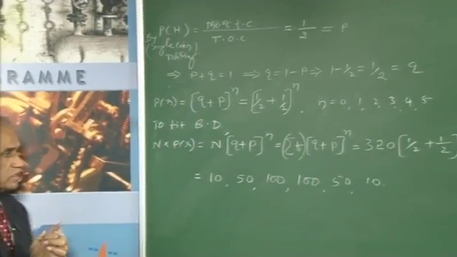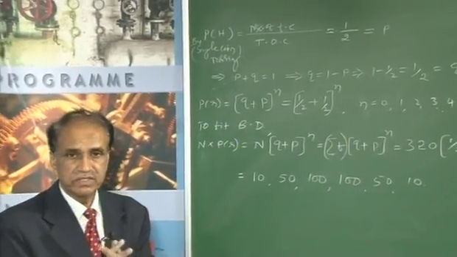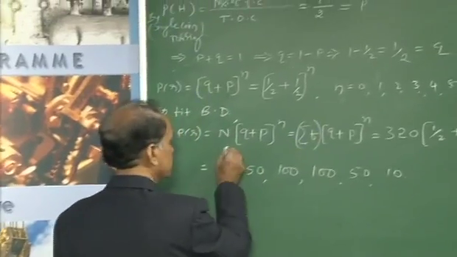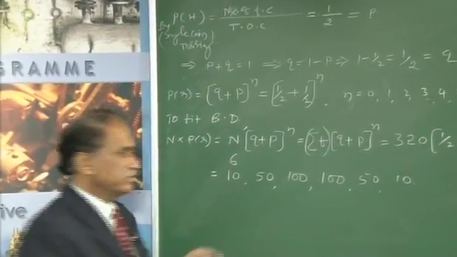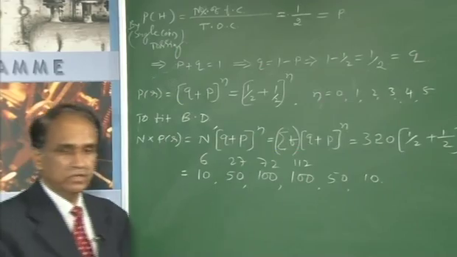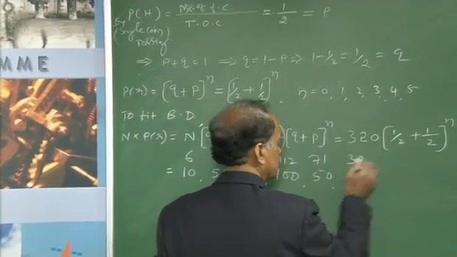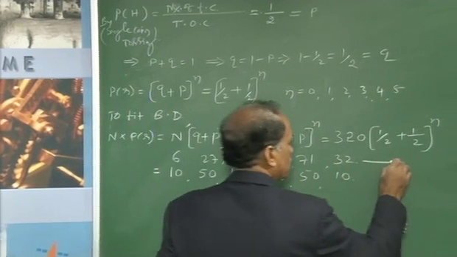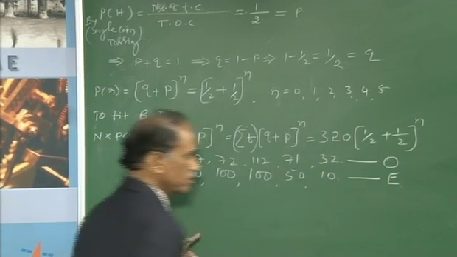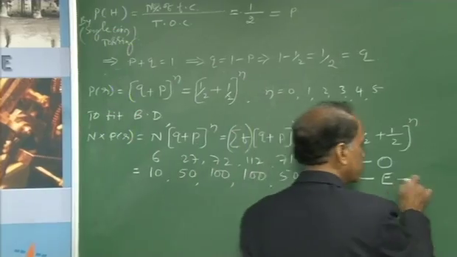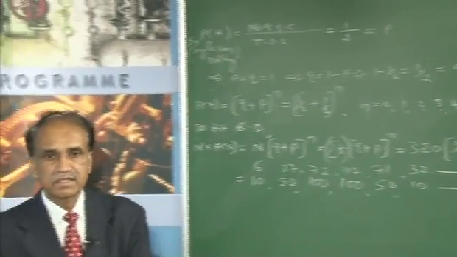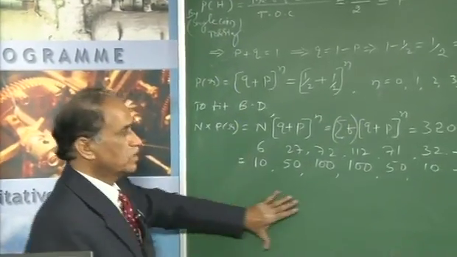These are the values which we got as new frequencies, but the old frequencies which are given in the statement of the problem are 6, 27, 72, 112, and then the other two values 71 and 32. You can call these values the observed frequencies. Now we are getting these values as expected frequencies, by which equation? Expected frequencies by the binomial distribution, like in the previous problem we discussed with the Poisson distribution. Now the remaining work is as usual.